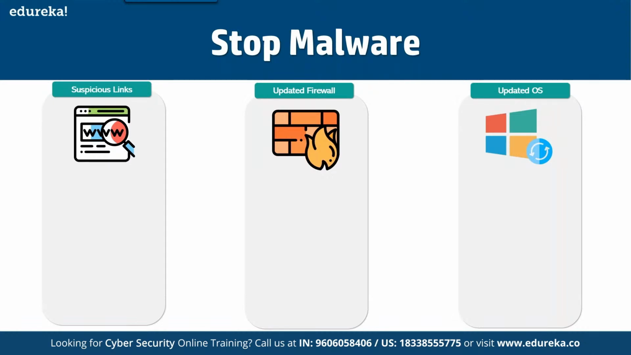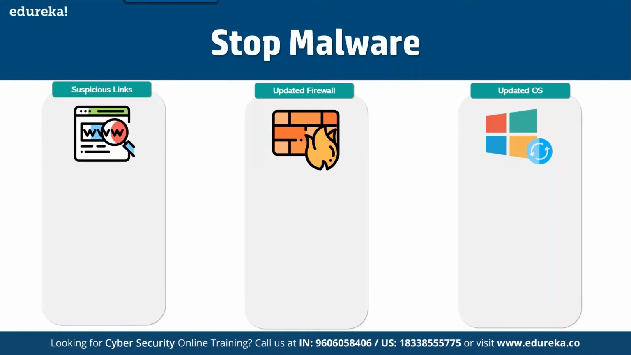Next is updating the firewall. You have to make sure that your firewall is up to date, which is one of the preventive measures against malware, because the firewall prevents the transfer of large data files over the network. That should be the primary barrier for the hacker to come into your environment. You can even write customized rules in the firewall. You can even block certain IPs, certain ports. All this kind of customization you can do on your Windows machine as well.